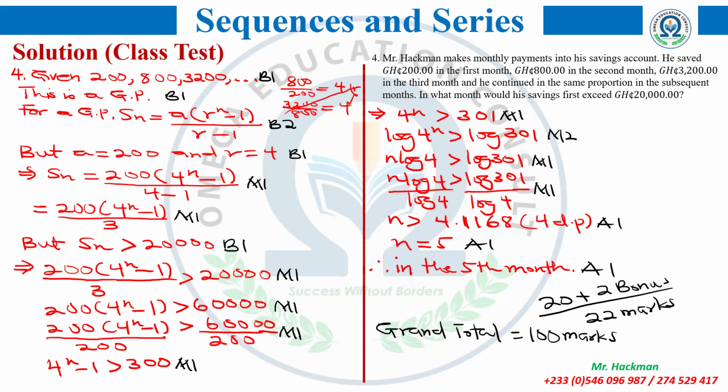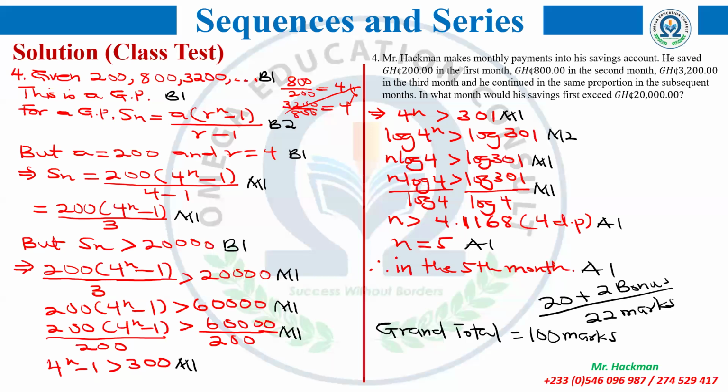Is my point well made? No, please. From where? Mr. Hackman, please, I don't agree with you with the fact that n is equal to 1. It's 5, sorry. So n should be what? We said n is greater than 4, so why don't you just conclude with n is greater than 4? So it means from the 5th month going, that's when he could exceed the 20,000.